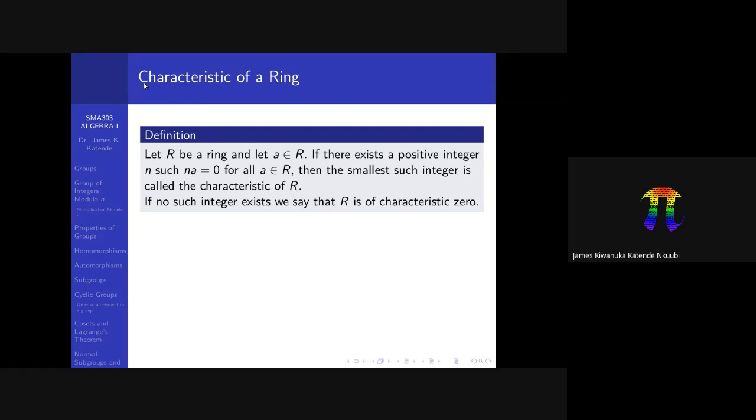So please pay attention to this. This is not the English word characteristic or property. Treat it as a different word from the usual English meaning. Some of you normally write characteristics. No, it's not correct. It's just called the characteristic of the ring. So it may happen that this is not possible for some rings. If no such integer exists, then we simply say that the ring is of characteristic 0.